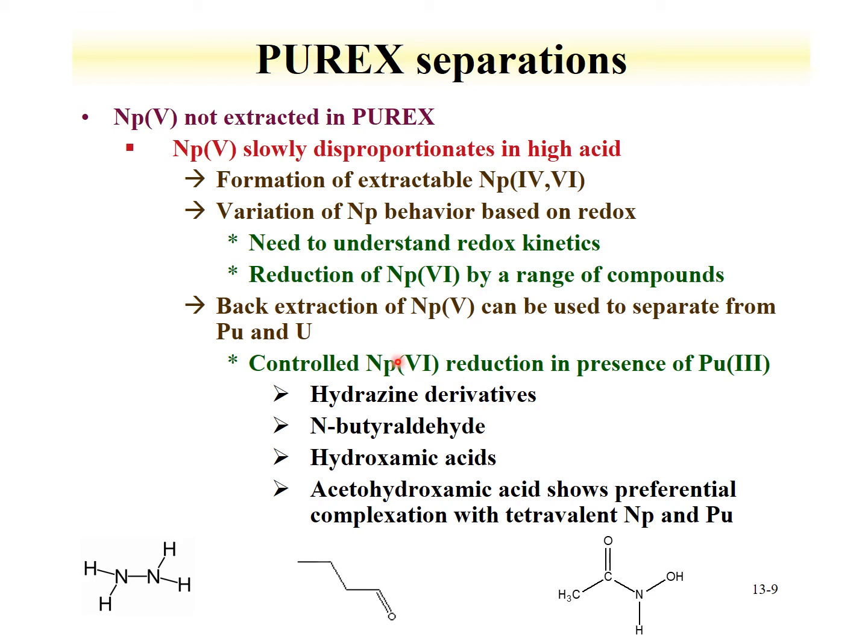The back extraction of neptunium-5 can be used also to control plutonium and uranium during the separation process, particularly through controlled neptunium-6 reduction in the presence of plutonium-3. Again, plutonium-3 is not extracted into the organic phase and is one of the main goals of the PUREX process for the separation of plutonium from uranium.